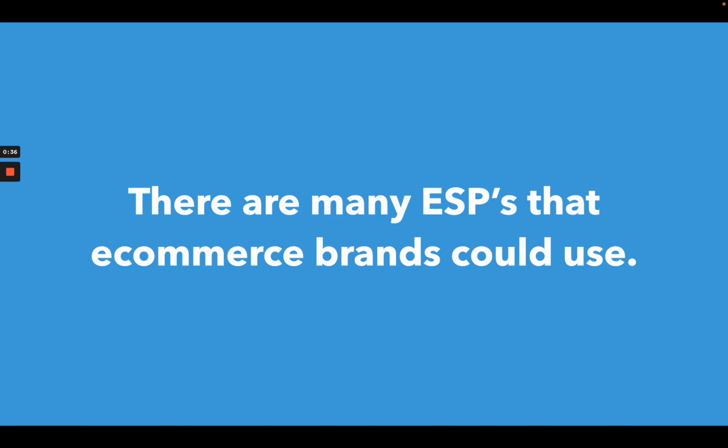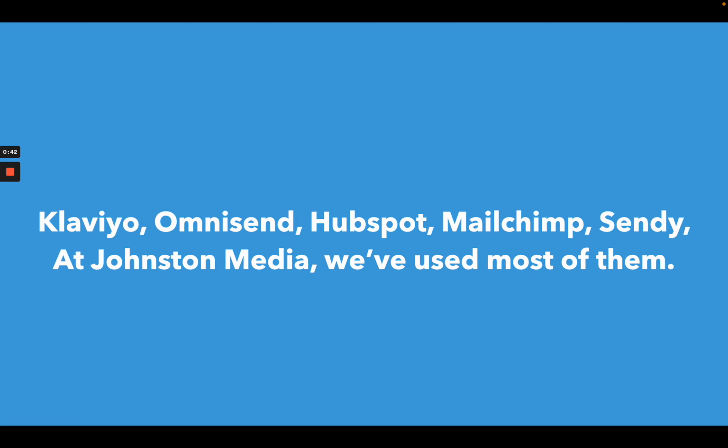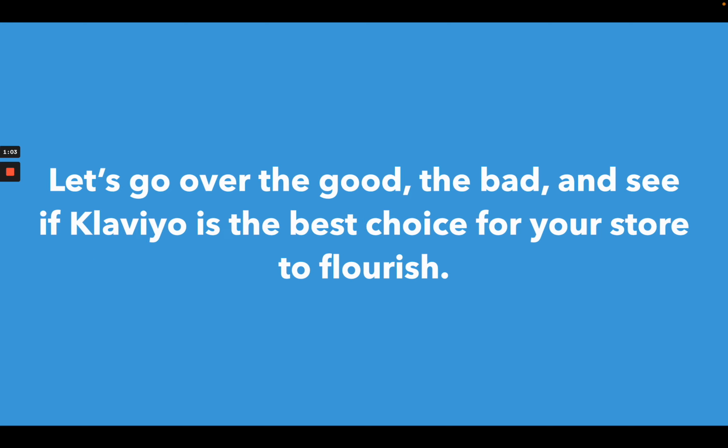So as I say, there are many ESPs that an e-commerce brand could use. For example, Klaviyo, Omnisend, HubSpot, MailChimp, Sendy, Active Campaign, Constant Contact. As I say, there's so many. And at Johnston Media, we've used most of them, to be honest with you. And as I say, we work with e-commerce stores, so that's our main focus here. So let's just go over the good, the bad, and essentially just see if Klaviyo is the best choice for your store to flourish and to get the most revenue that it can out of email.